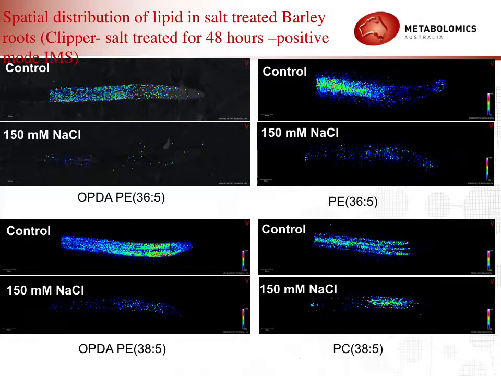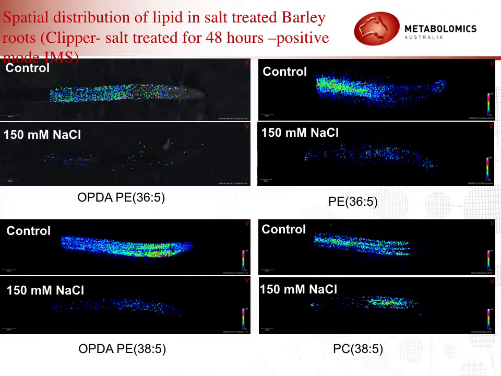So moving into the spatial distribution. These are the images of barley roots, treated and untreated. The control is no salt, and treated with 150 millimolar sodium chloride for 48 hours. The data has been analyzed in positive mode.